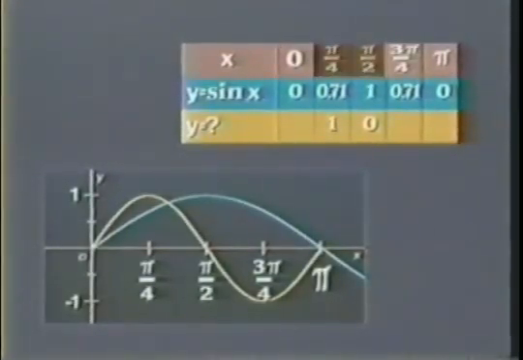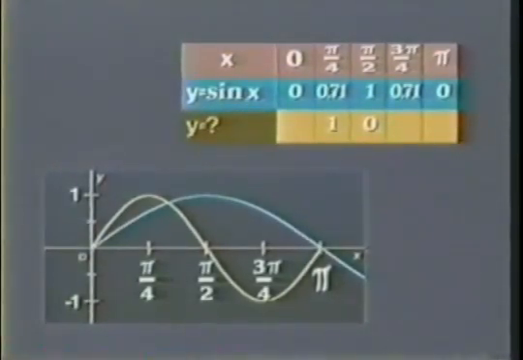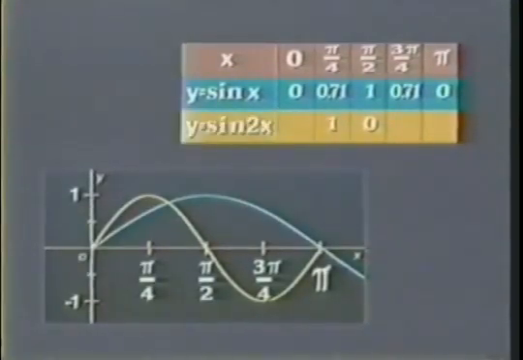Now look at the relationship of the angles. Pi over 2 is twice pi over 4, and pi is twice pi over 2. So, the sine values we observe for the new curve are really the sine values of twice the given angle. Let's double the angle in the equation and see what happens. This makes it y equals sine 2x. It's this doubling of the angle that causes the period to be shorter. Notice the difference from before. We are doubling the angle and then finding the sine value.